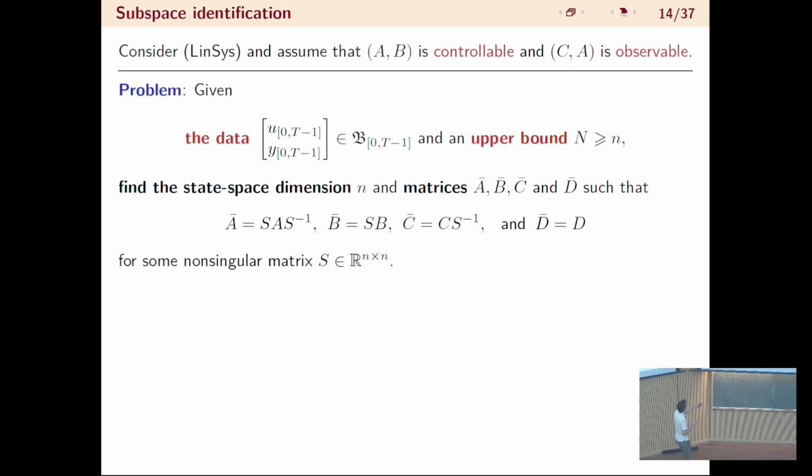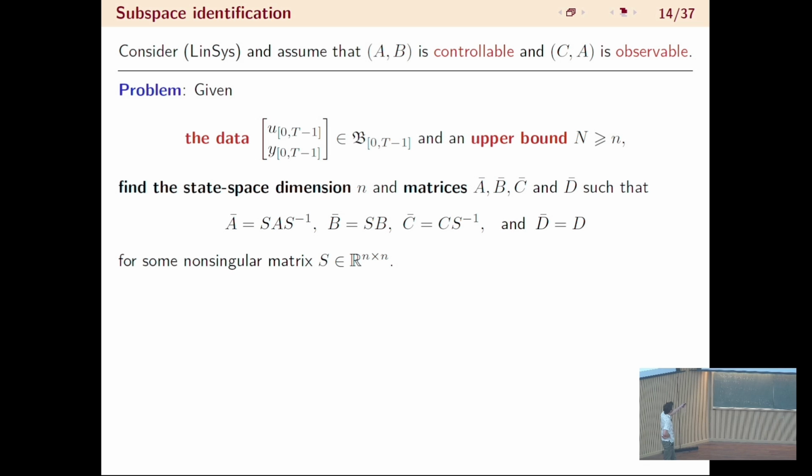So what is the problem? Well, we have some data. This is a restricted trajectory of the system, again a finite number of data points. These are the inputs of the system and the outputs of the system on the time interval from 0 up to t minus 1. And that's a restricted trajectory of the system, so this is in B restricted to [0, t minus 1].